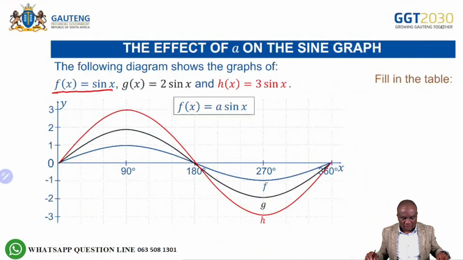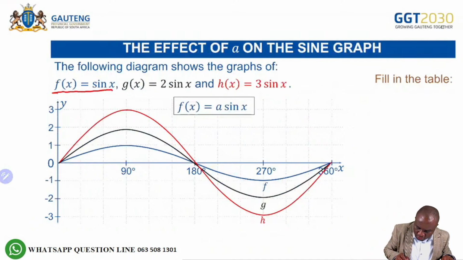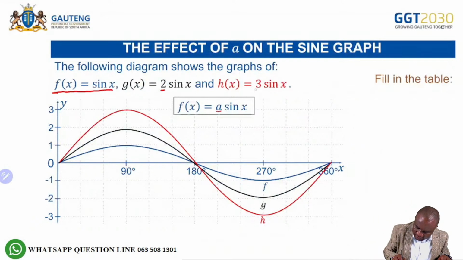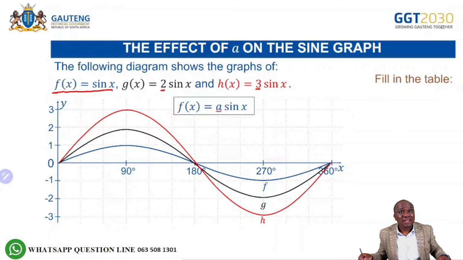So f of x is equal to sine x, the parent graph. Now, what has happened to A here? For g of x, A is equal to 2. And then for h of x, A is equal to 3. We want to see the effect of this A on the graph. Maybe some of you can already see the differences there, or the effect of this parameter A.